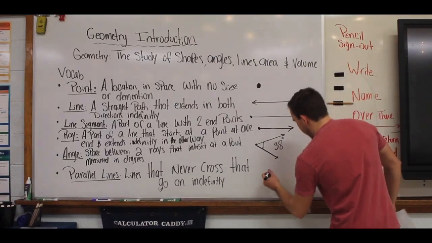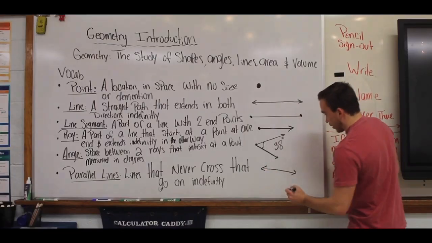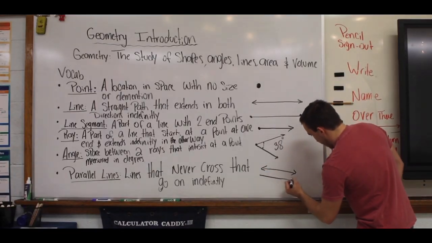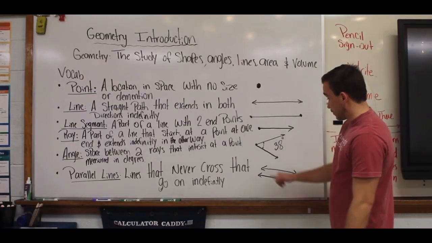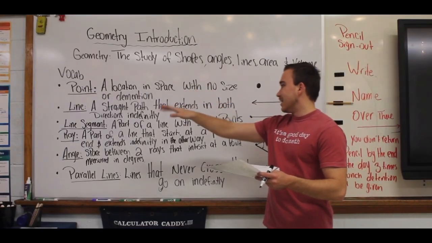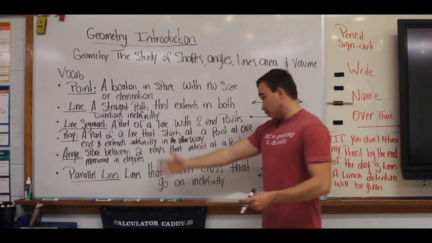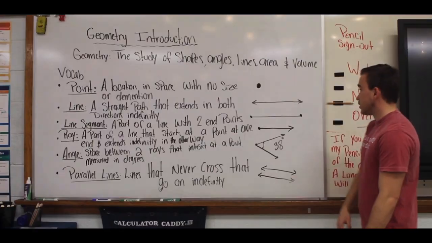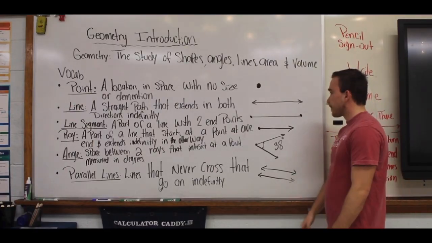Alright? And we show that by one line going, and then right underneath another line. And you want to try to keep them looking like they're going in the same direction. Alright? So these are all the vocab we have. A point, a line segment, a ray, angle, and parallel lines. Alright, and these are the examples visually.